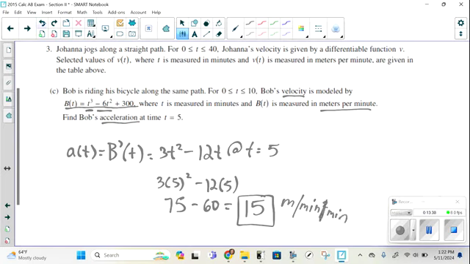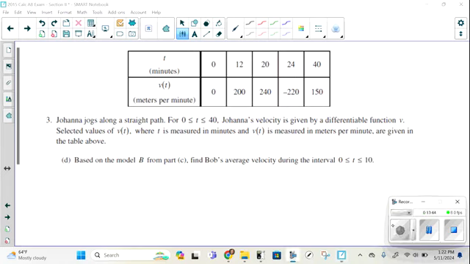But we don't need either one because they didn't ask us for it. It's hard to believe we're done, but 3D and we're done. Based on the model B from part C. Okay, if I go back, my model B of t was t cubed minus 6t squared plus 300.